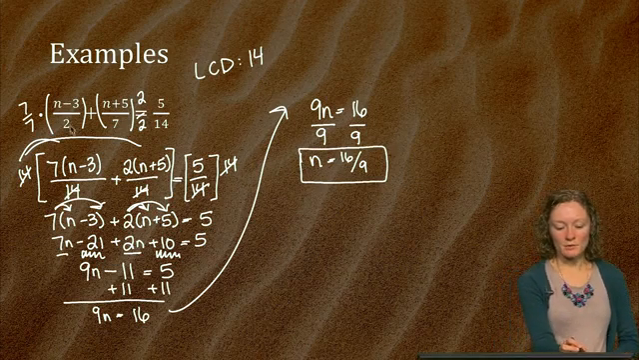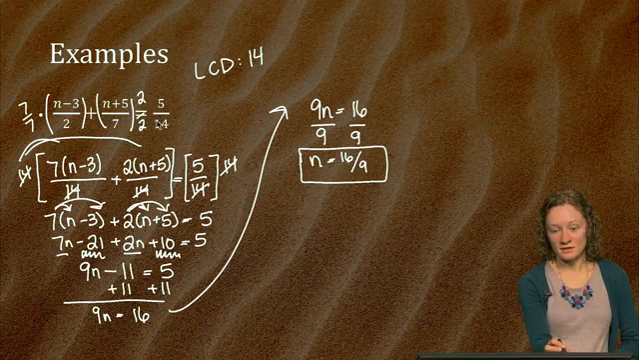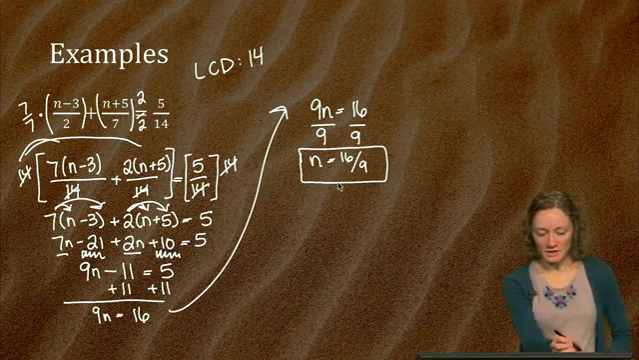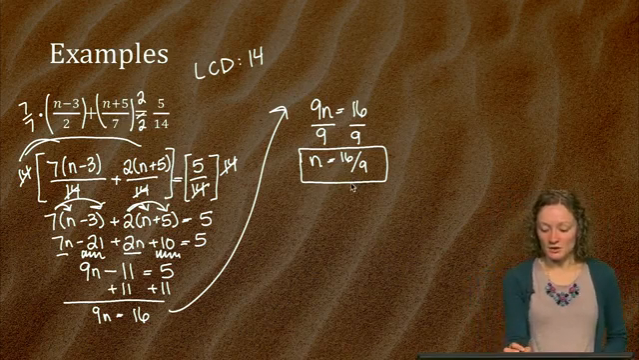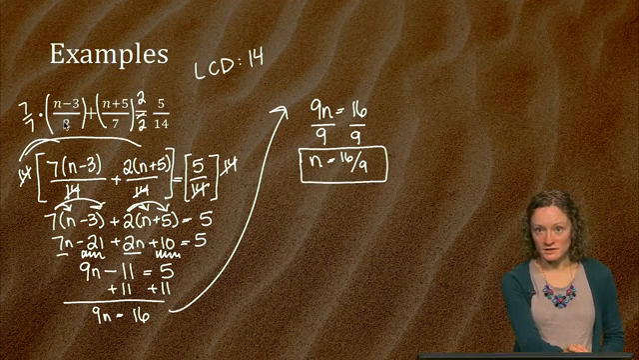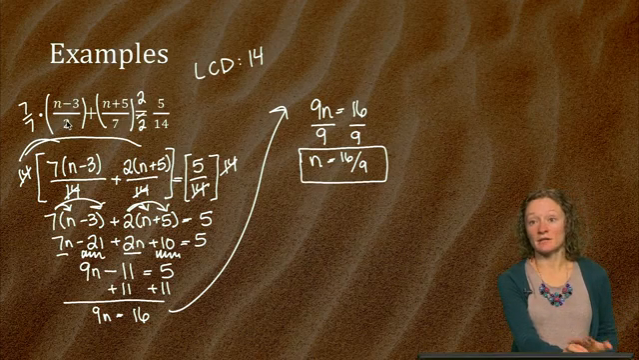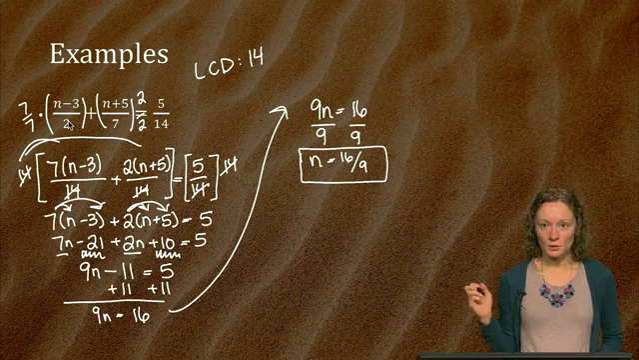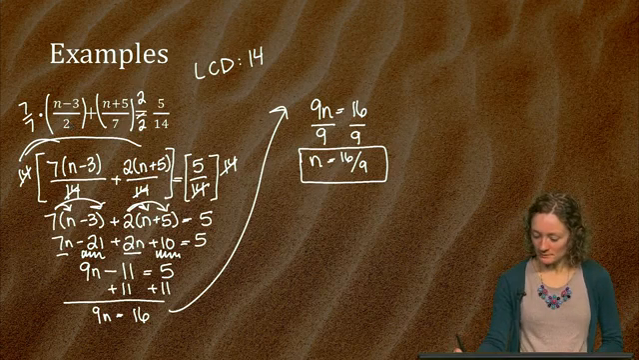So the value that would make this a true equation, a true statement, if we plugged it in and simplified, is 16 over 9. So it would definitely be more complex to check, but it's possible. Okay. All right, let's move on to a decimal problem.